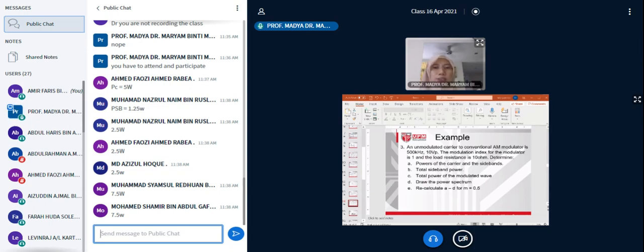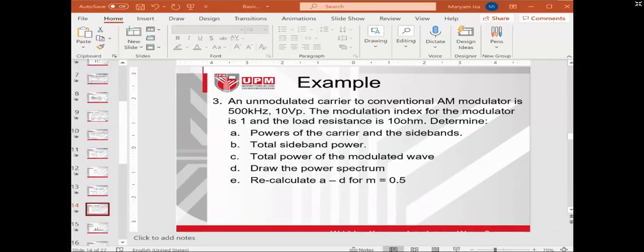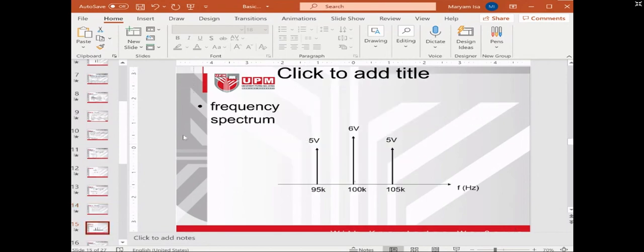Okay, for part E, you do it on your own later, yeah? So you just take note of the question and write down the 500 kilohertz and the 10 volt peak. So later you calculate for M 0.5. So I want to show you the power spectrum. The difference between the power spectrum and the frequency spectrum, all right, so this is the frequency spectrum.